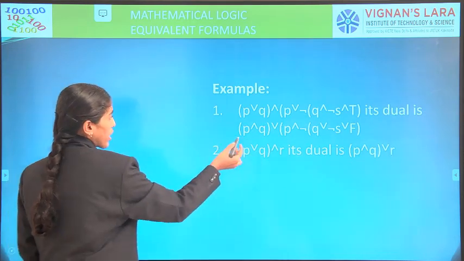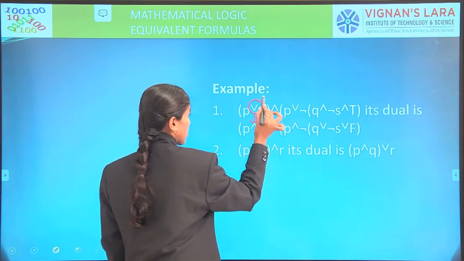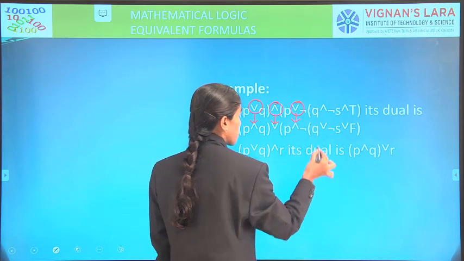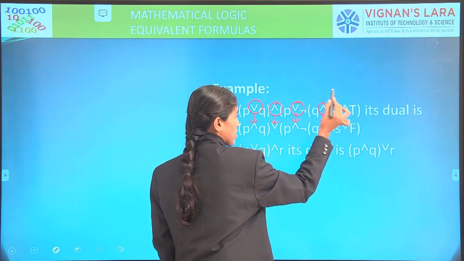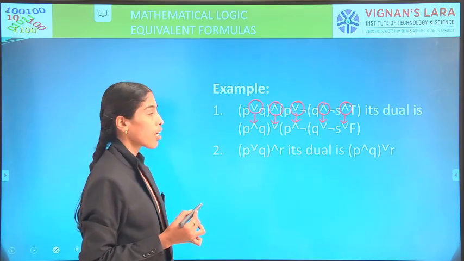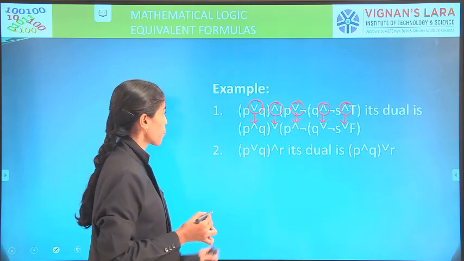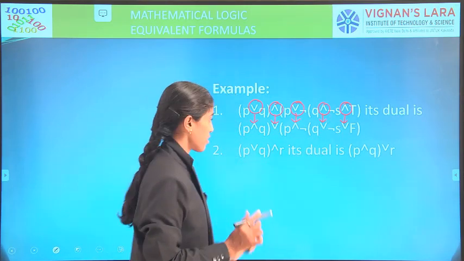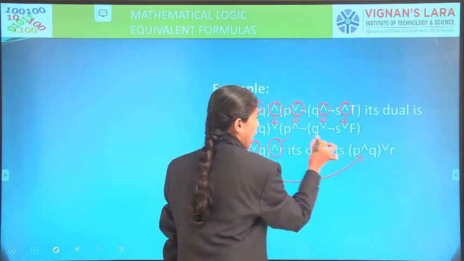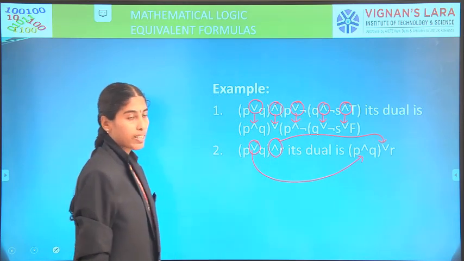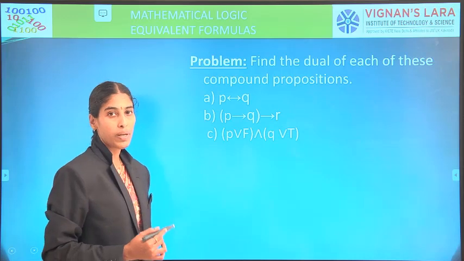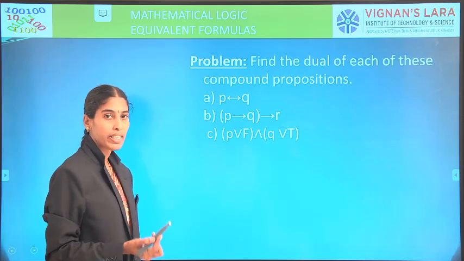Now coming to the example, OR symbol is replaced by AND, AND symbol replaced by OR, then AND symbol replaced by OR, again AND replaced by OR. We will get the dual of the first expression. But if negation is there, write as it is. Coming to the second one, OR is replaced by AND, AND is replaced by OR, we will get the second expression. Right? So to get the dual of the given expression, we need to replace OR by AND and AND by OR, F by T and T by F.